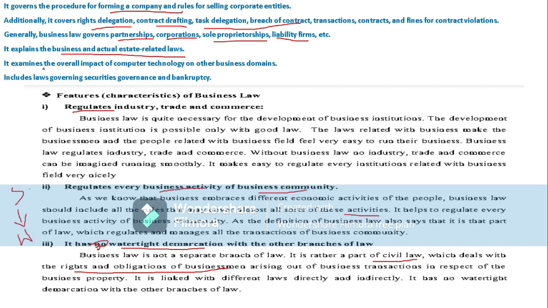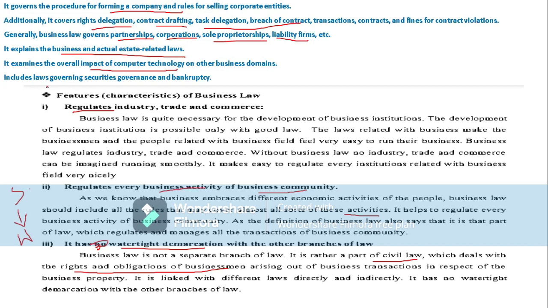Okay, and it examines the overall impact of computer technology on other business domains. So if we see technology, AI, technology related aspects also. For example, if there is any cyber issue, we have cyber laws. So regarding the businesses also we have cyber laws. All these laws protect the businesses regarding technology.